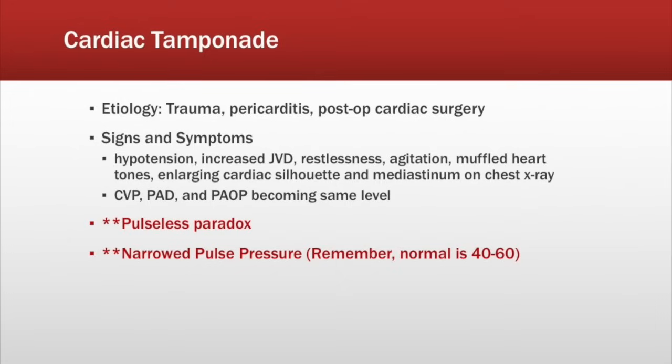So this is two things on the CCRN exam that mention X-ray: thoracic aortic aneurysm or dissection, and cardiac tamponade. Both of these are going to widen the mediastinum on the chest X-ray. Just know that the cardiac tamponade is going to come with some other things. It's going to come with more agitation and less pain.